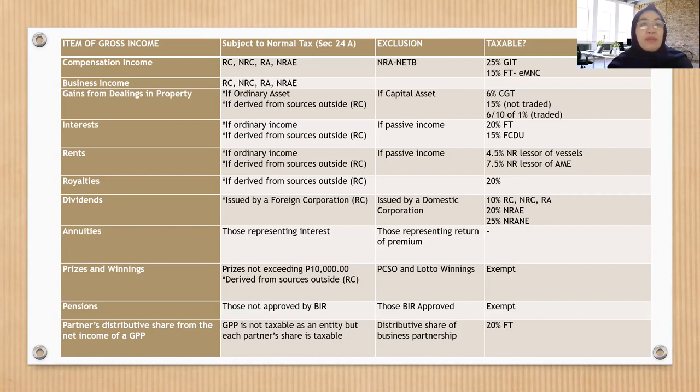But however, if I trade for a living, or if I'm a broker, or if I'm an investment firm, then the pool of income that we realize from all of these stock transactions, trading in the stock exchange, that's part of our ordinary asset, subject to normal tax.